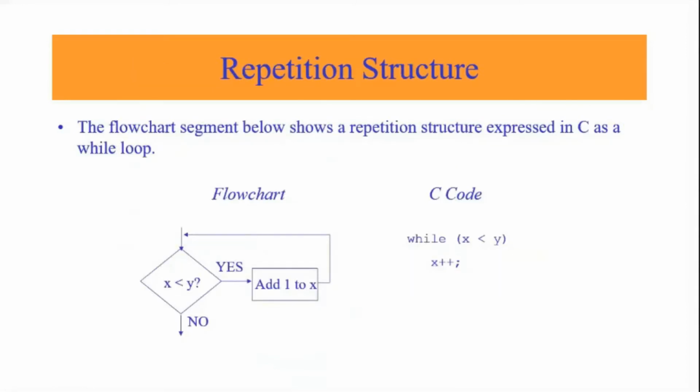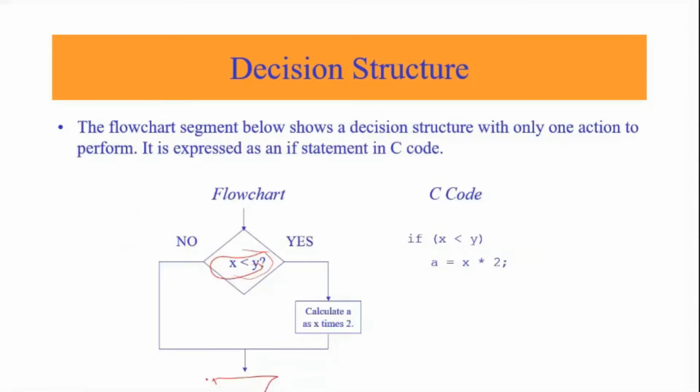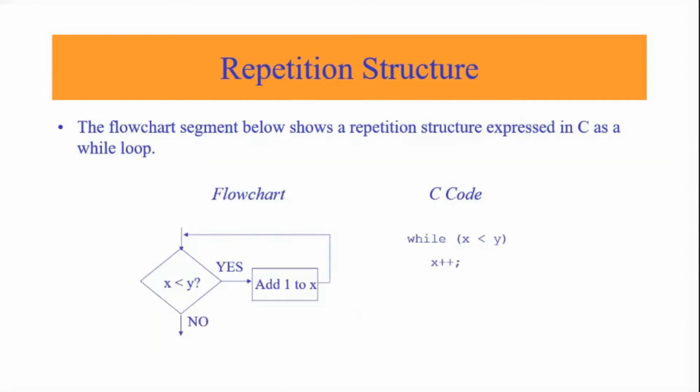Some operation will be happening here. So that's it. The C code for this particular structure is: if x is less than y, a equals x star 2. So that is it.